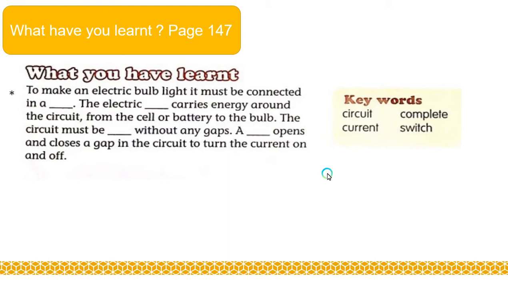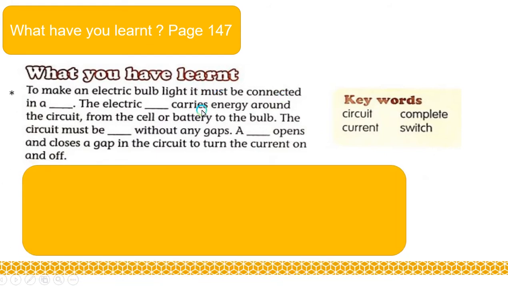So to make an electric bulb light, exercise number 1. To make an electrical bulb light, it must be connected in what? The electric circuit, electric complete, electric current, electric switch? Carry energy around the circuit from the cell. So let's start from the first one now. To make an electric bulb light, it must be connected in... Yes, excellent. Connected in an electric circuit first.